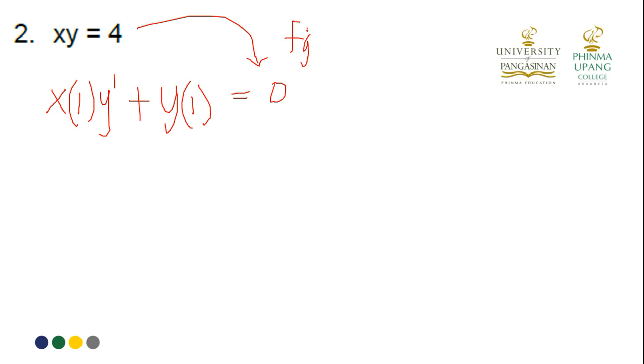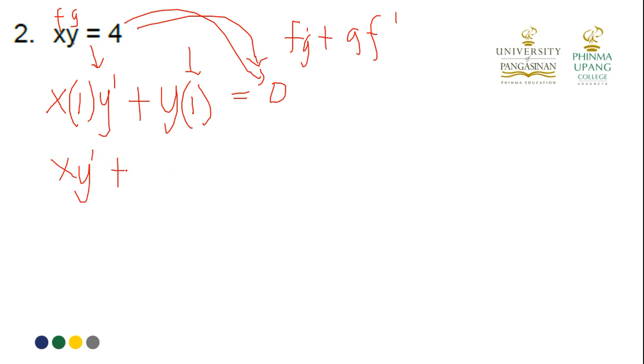F g prime plus g f prime. Your x here is f and your y is g. F copy x, that's why we have x here. The derivative of your g is 1, then y prime. Every time na magda-derivative tayo ng y, may kaakibat na y prime. Then plus y, because g is y. Then f prime is x, that's why we have 1 here. Then 4 is 0, because derivative of 4 is 0. Next, simplify x, remove 1 kasi as is na yan. Xy prime plus y is equivalent to 0.